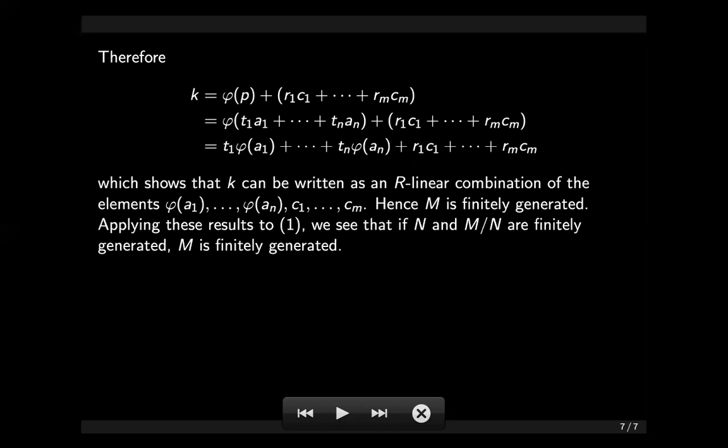And now if we apply this back to our original conditions, we see that if N and M mod N are finitely generated, then so is M.